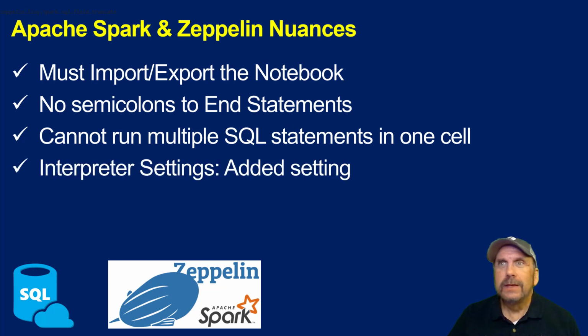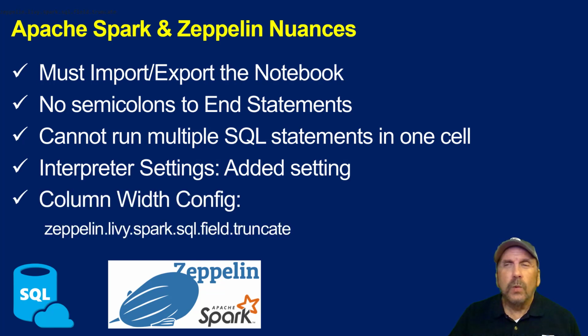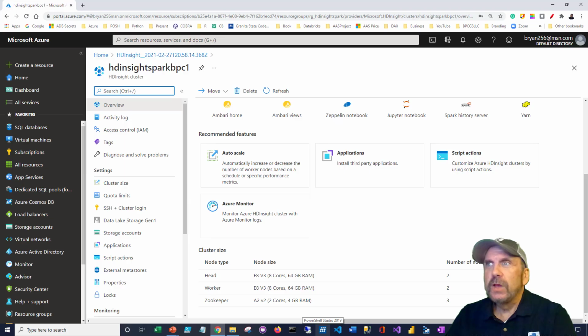Finally, I want to show you how you can go into the Zeppelin notebooks on HD Insight at least and make changes to the interpreter settings. The one I really want to change has to do with table display column config. By default, it doesn't even have a setting for this, but the zeppelin.spark.sql field truncate, I can set that to false, and then it won't truncate my columns. Without it, the columns get truncated really pretty narrow, so it's a problem when you're doing things.